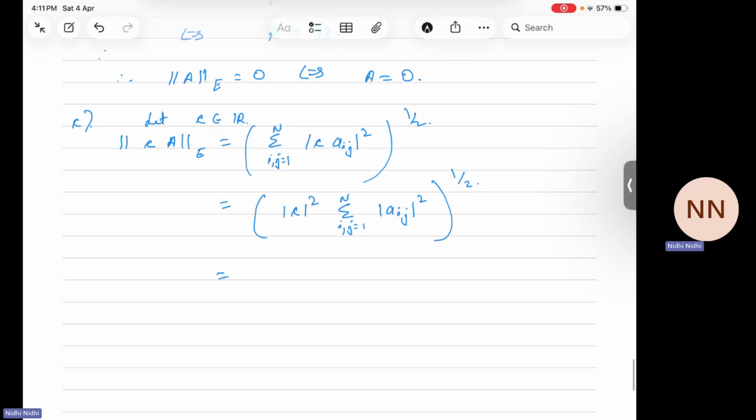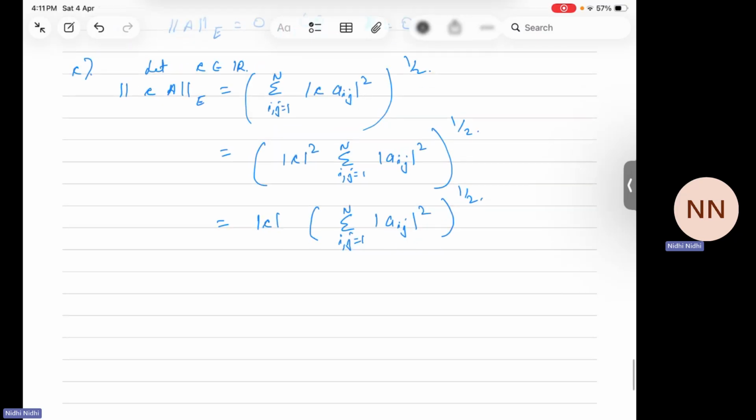So yeah, the square root of mod C square is just mod C. And what we are left with is the norm of the matrix A. That's what we needed to show. Therefore, the property C also holds.